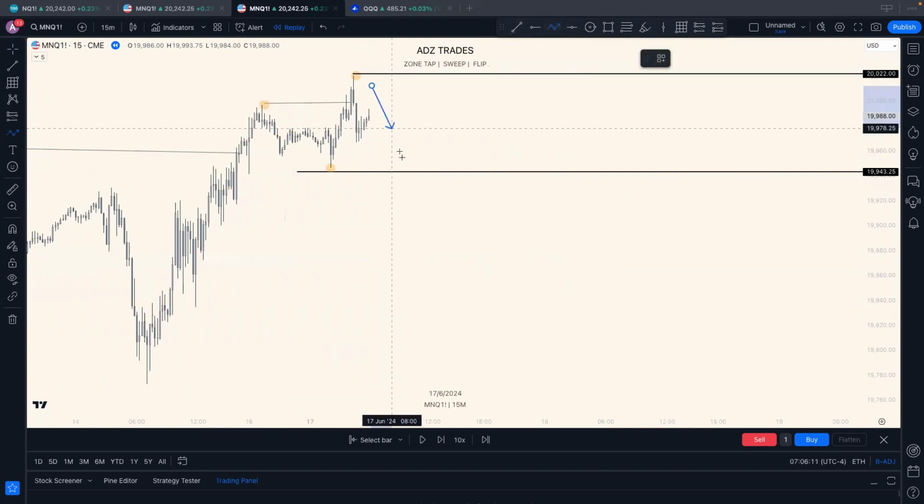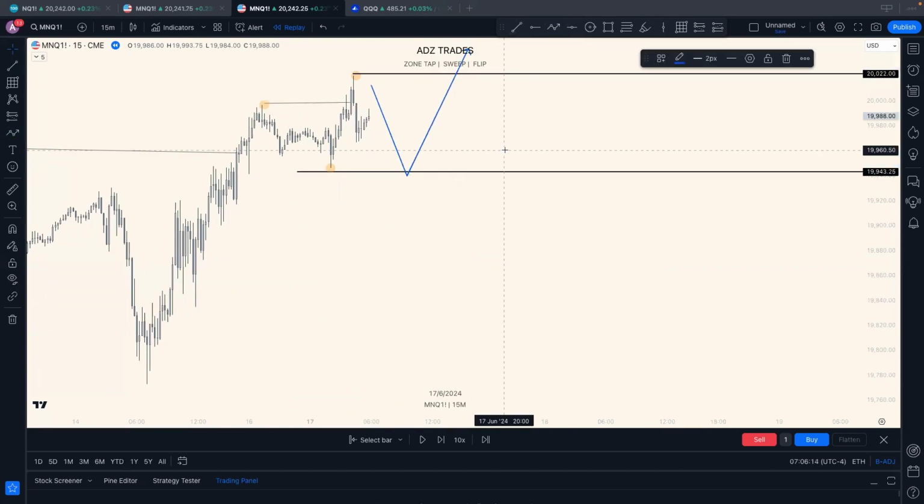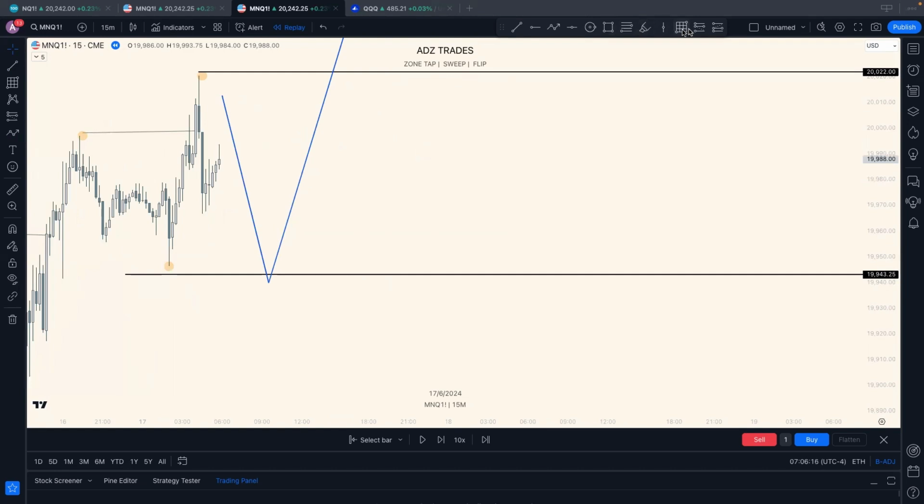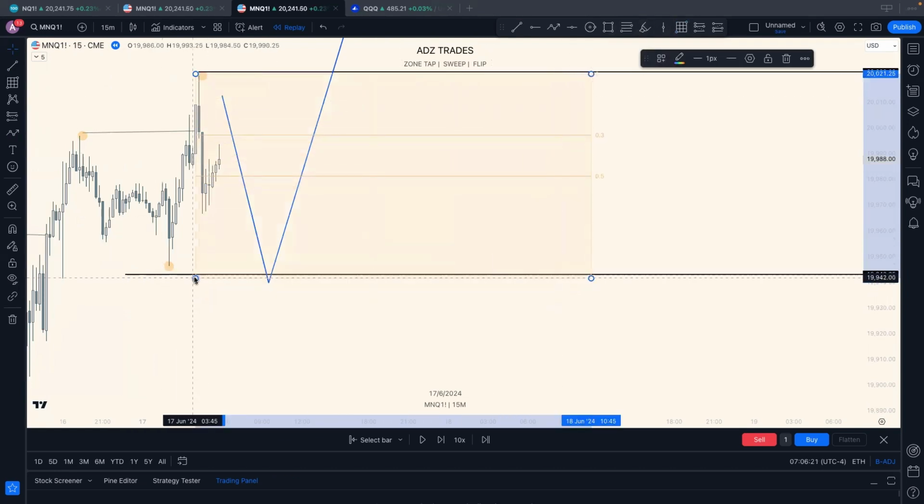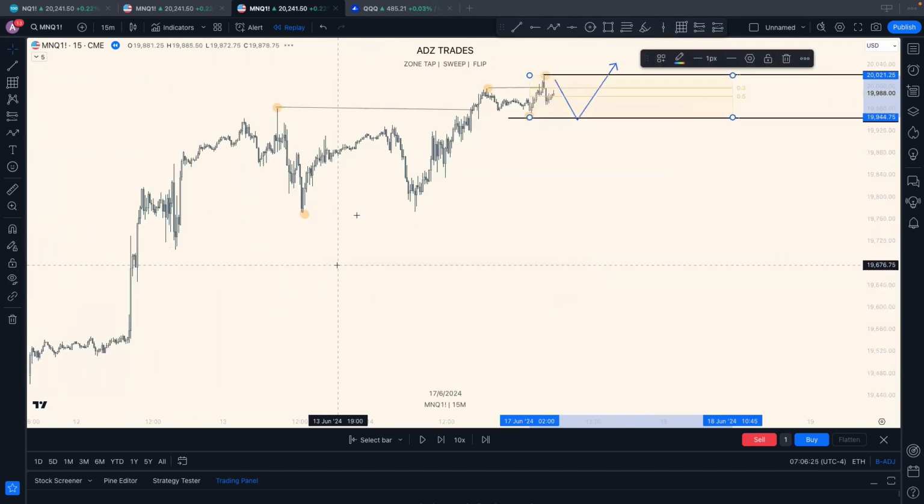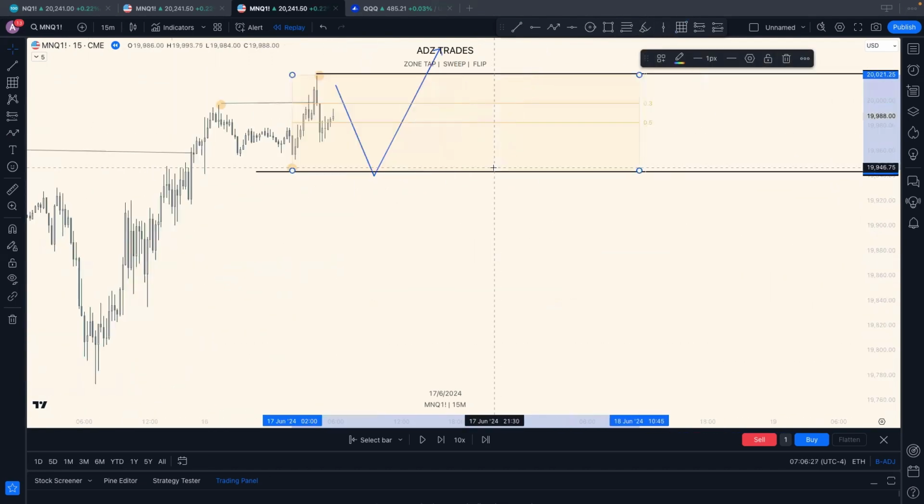I can expect price to come down, respect this low, and make a higher high. So all I care about now is what is going on between here and here. That's all I need to worry about. What is going on between here and here? All this, I don't need to care about anymore. I just need to care about here and here.